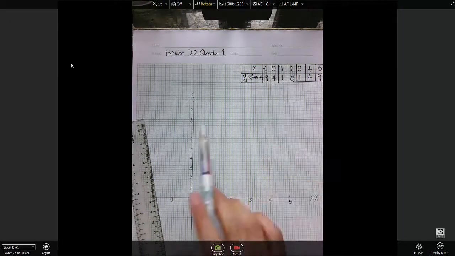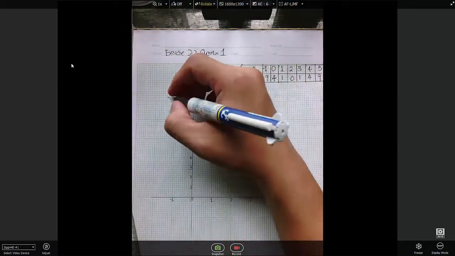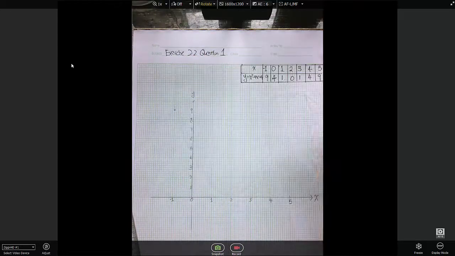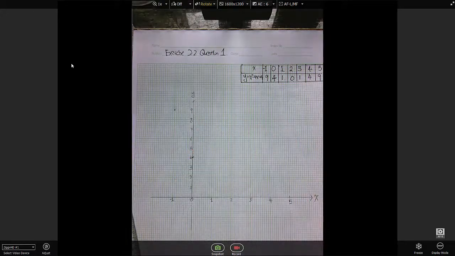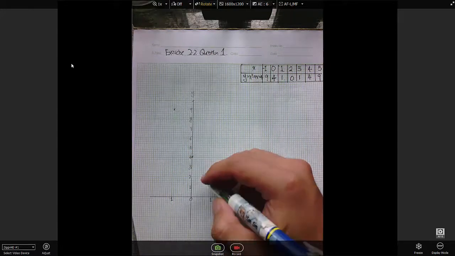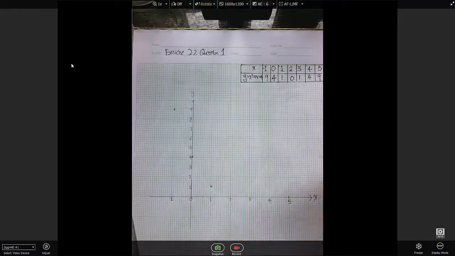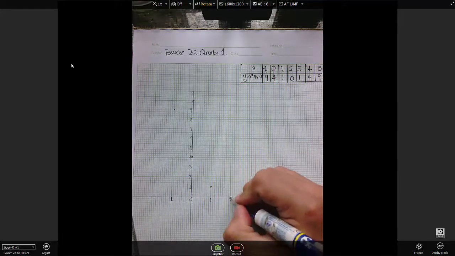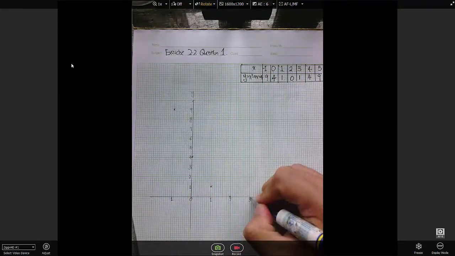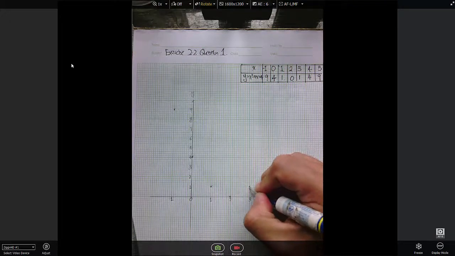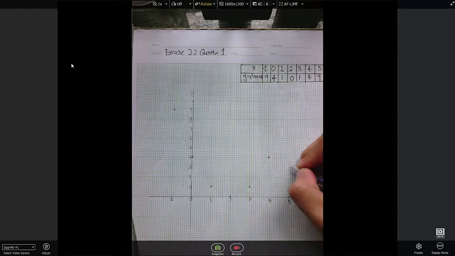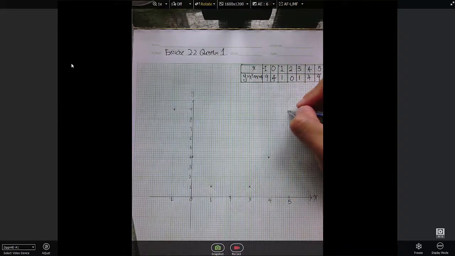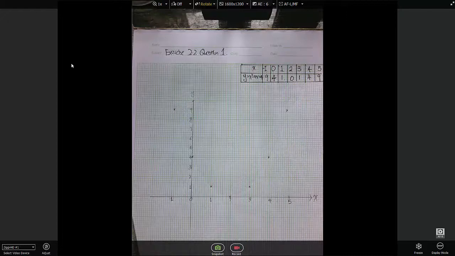When x is negative 1, y is 9, down here. When x is 0, y is 4, down here. X is 1, y is 1, down here. X is 2, y is 0, down here. X is 3, y is 1, down here. X is 4, y is 4, over here. X is 5, y is 9, over here. Now all the points are plotted and ready.